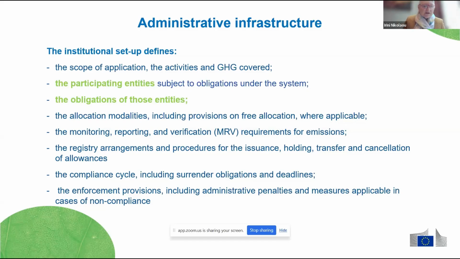So the institutional setup of an ETS defines the scope, of course, the scope of application, which installations or emitters are in, which are out, the activities and the greenhouse gases that are covered, the participating entities that are subject to obligations under the system, the obligations of those entities, and then the allocation modalities, including provisions on free allocation where applicable, if there is free allocation in a sector.